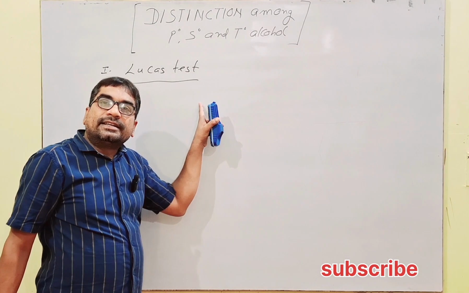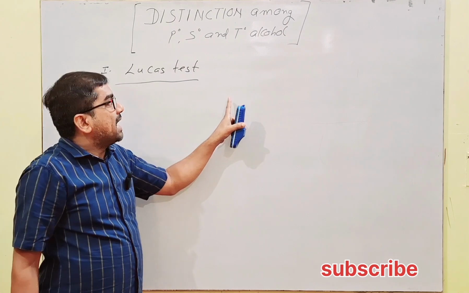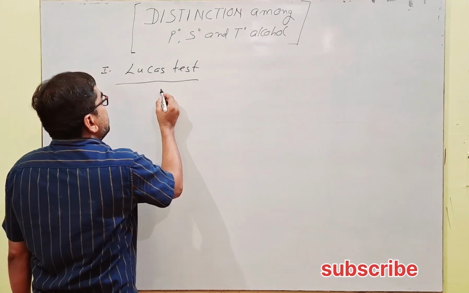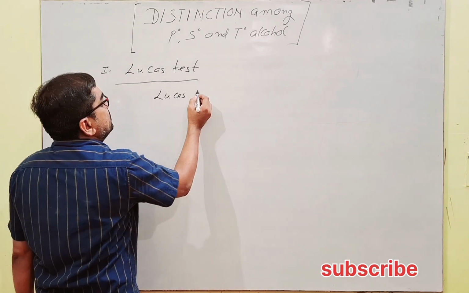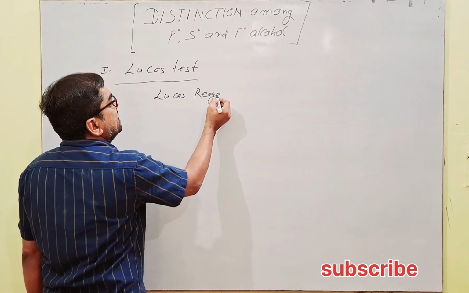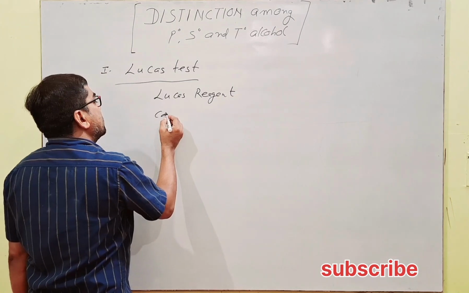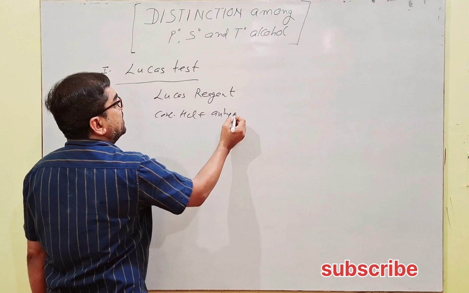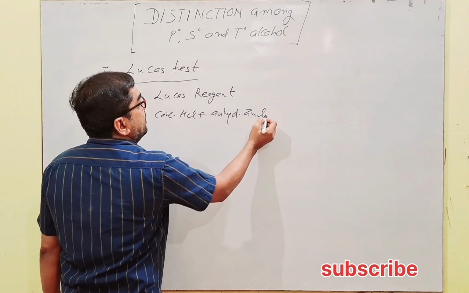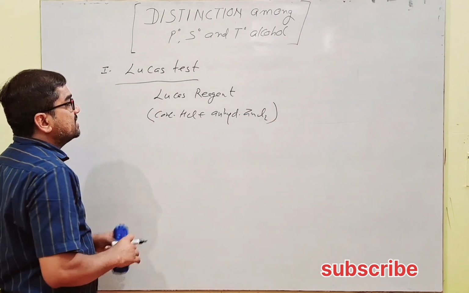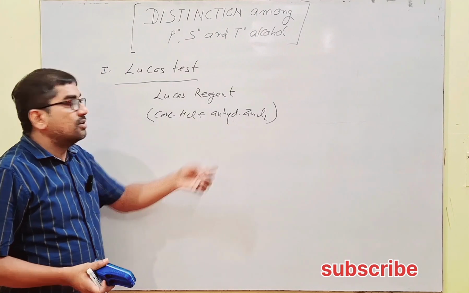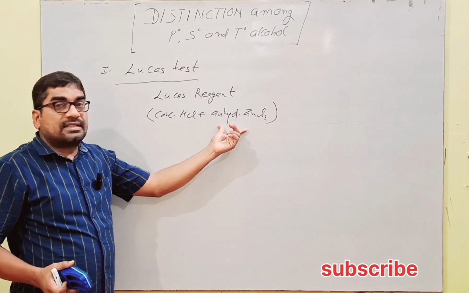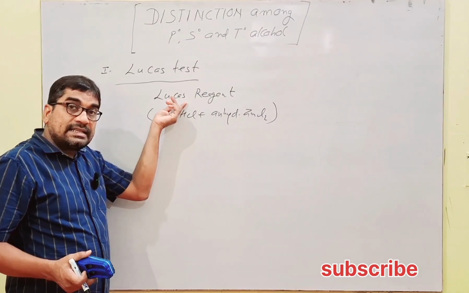Lucas test is related with distinguishing among primary, secondary and tertiary alcohols. In Lucas test, Lucas reagent is used. What is Lucas reagent? Lucas reagent is concentrated HCl with anhydrous ZnCl2. Anhydrous ZnCl2, zinc chloride anhydrous, without water, dry. Concentrated HCl with anhydrous ZnCl2 is called Lucas reagent.